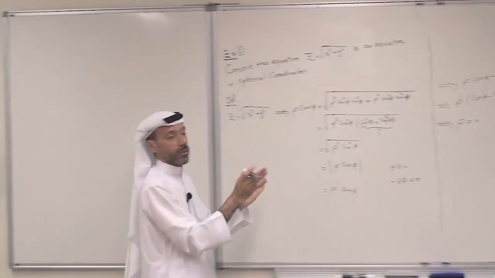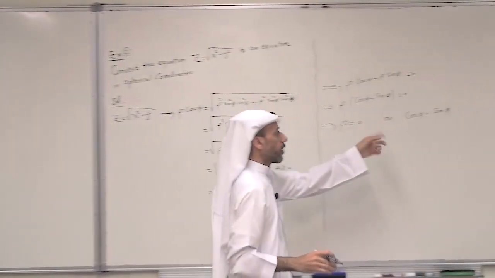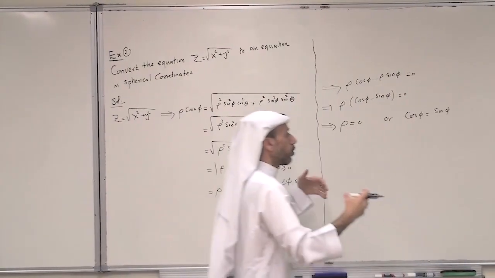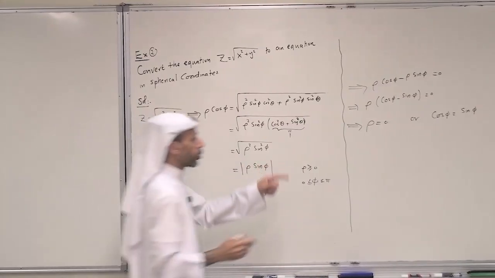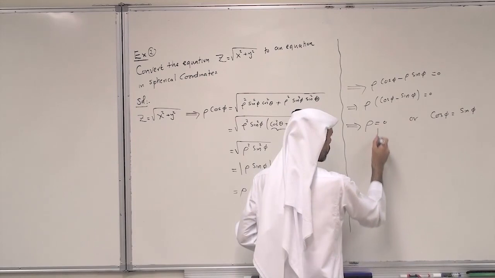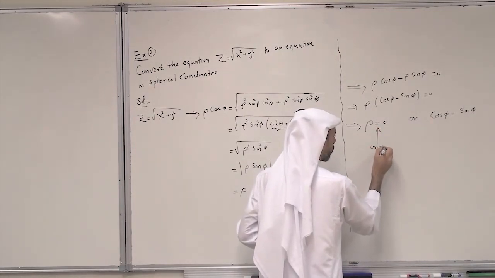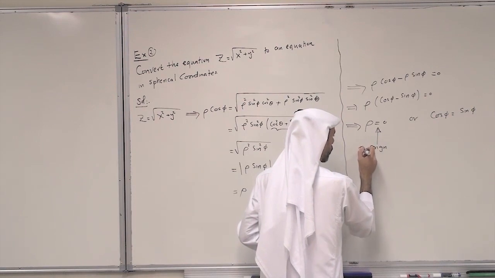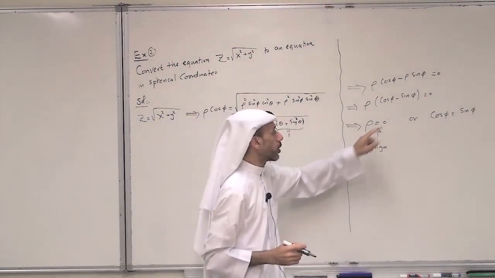So I have two equations now: rho equal to 0 or cosine phi equals sine phi. Should I choose both of them or one of them? If you look at rho equal to 0, what is the graph of this equation? This is just the origin. So the graph of this equation is just the origin.